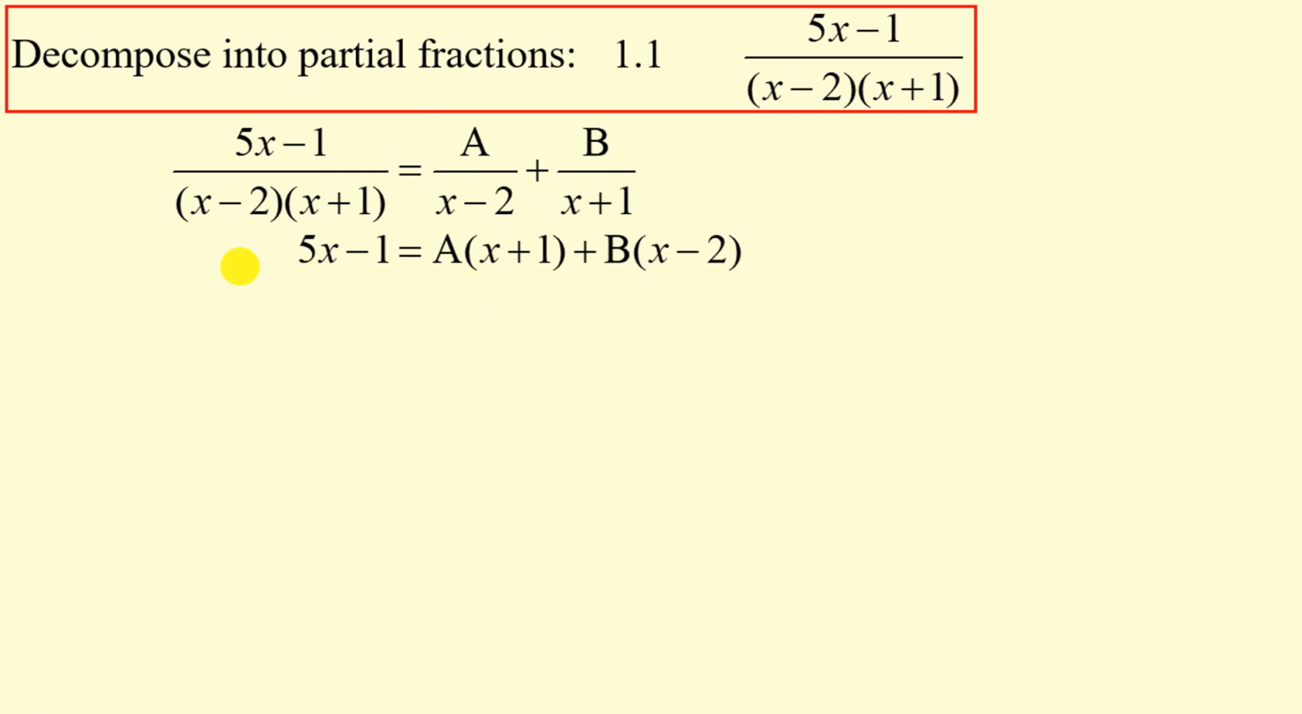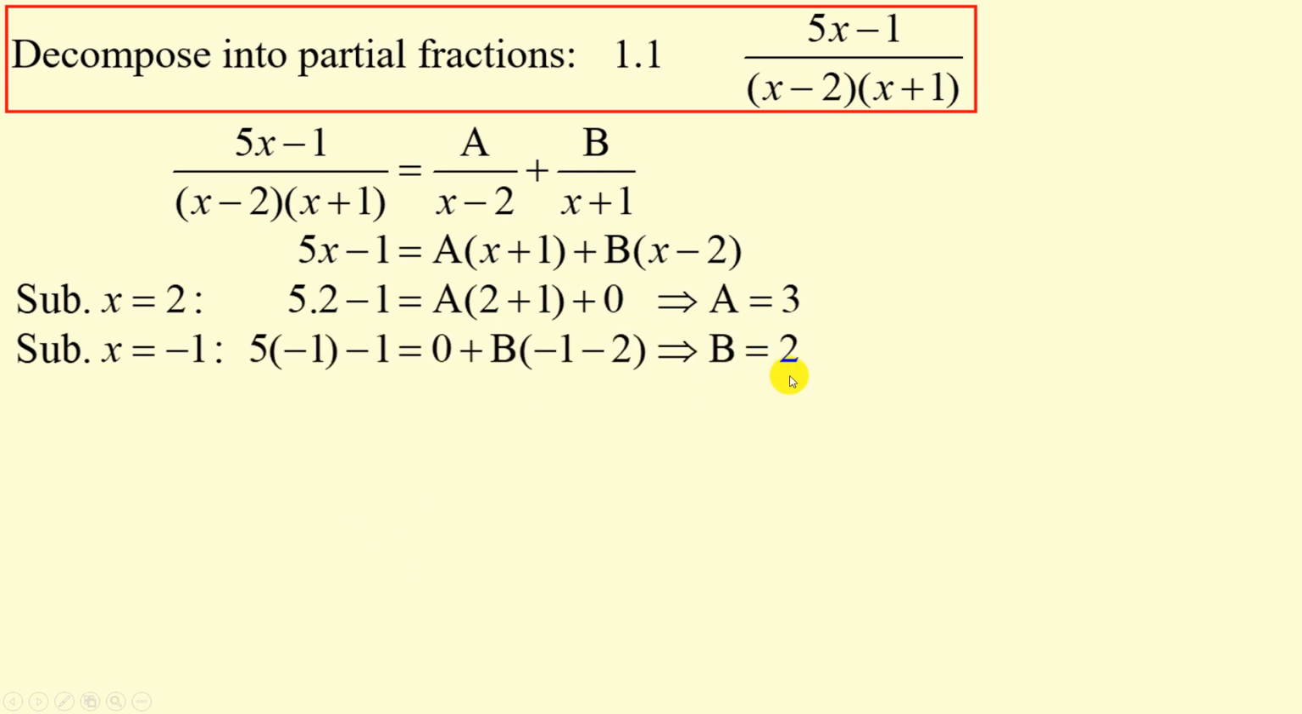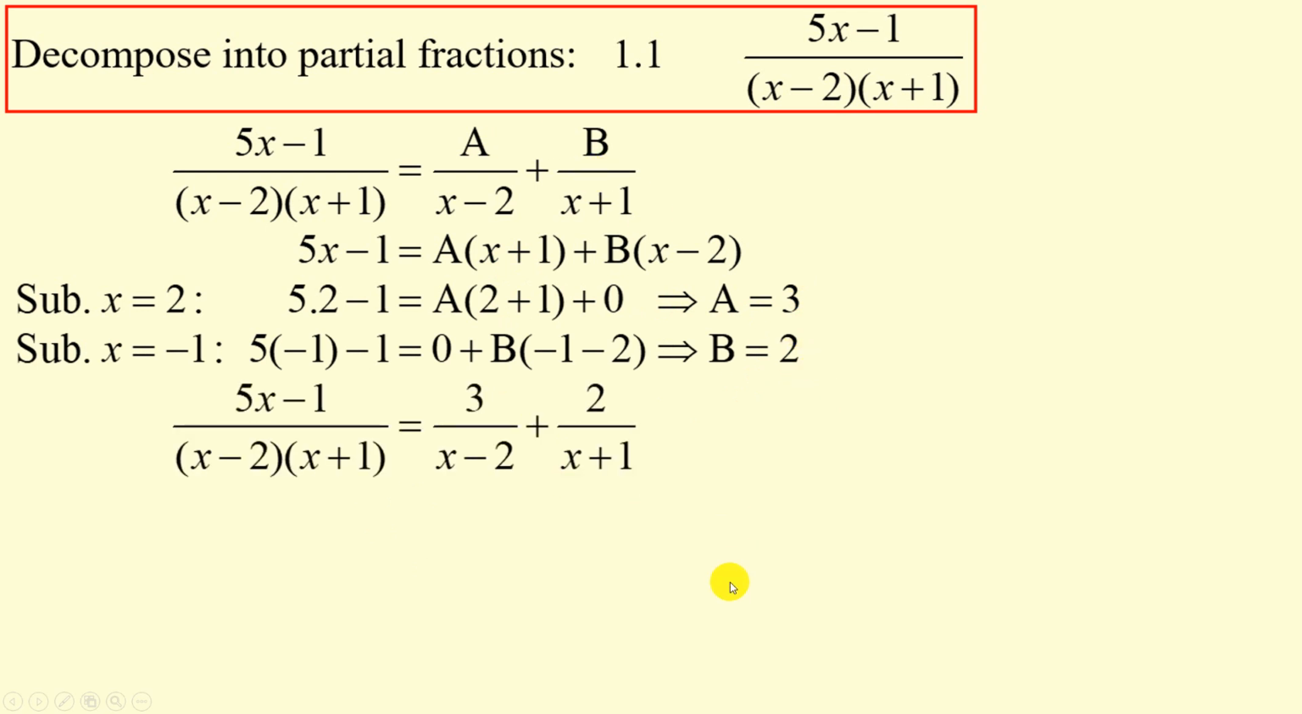Now we need to find the values of a and b, so what I'm going to do is substitute appropriate values of x in order to eliminate the b and then the a, and to solve for the other one. So I'm going to start by substituting x equals 2, because then that is 0, the b is gone, and I'll have just numbers and the a. And that solves to a equals 3. Then I'm going to substitute x equals -1. And that's going to eliminate the a. And we end up with b equal to 2. And substituting back into the first line, there are our partial fractions.